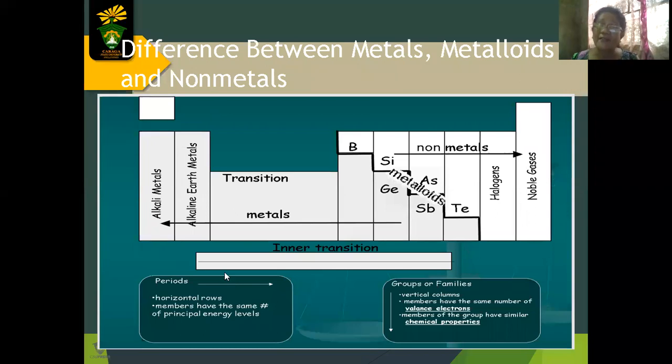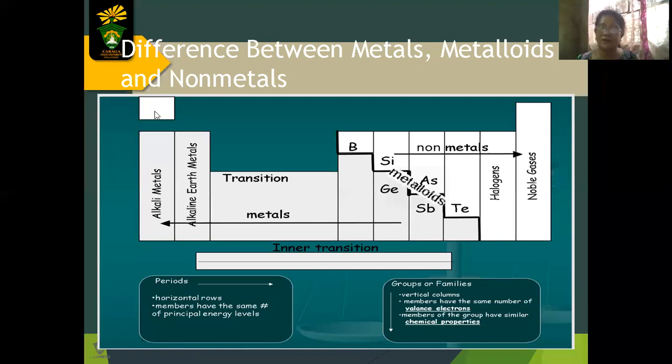Group 2A, the outermost shell, that is the valence electron, is 2. Then the halogens have 7. Okay, the noble gases have 8. The difference is that for a period, they have the same principal energy level, while for a group, they have the same valence electrons. Okay? That's the distinguishing property of each. Okay, then, let's move on.